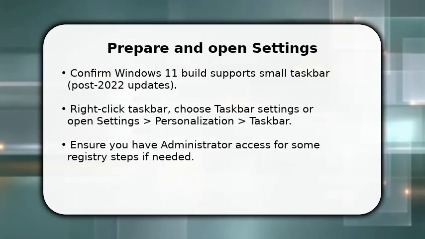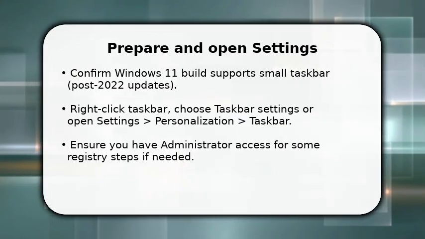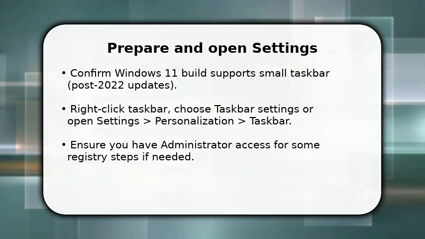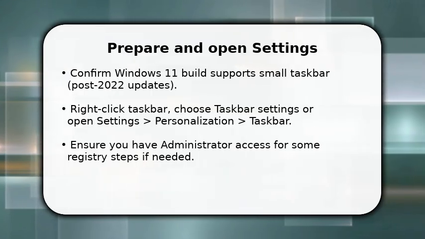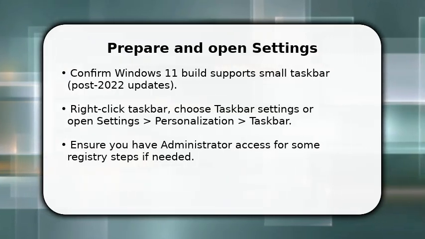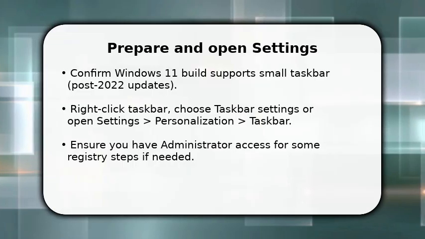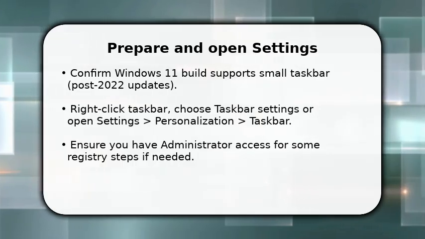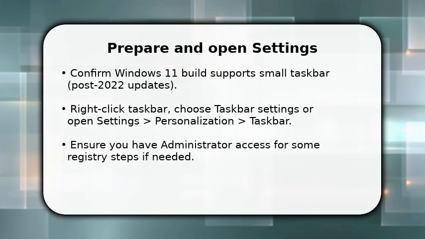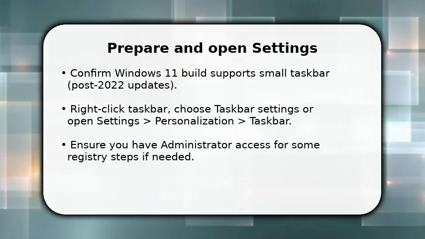You'll start by opening Taskbar settings so you can change its size immediately. Once done, check your Windows build to confirm the small taskbar option is available. This avoids wasted steps. If a direct small option isn't present, make sure you can edit the registry or have admin rights, because I'll show an alternative.